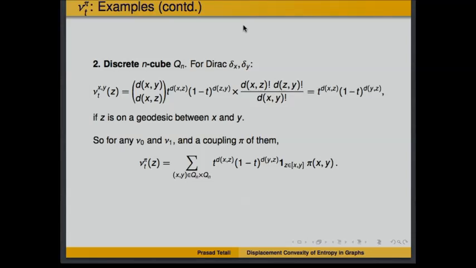Okay, so we can write down explicitly, this is something like what we get. Again, this is just to illustrate that for Dirac mass you get something like this, but now you have a joint distribution pi with mu 0 and mu 1 as the marginals, so mu t pi would be summing over all x, y with that. Okay? So the definition of mu t pi, more or less clear.